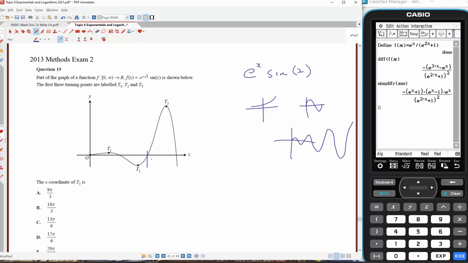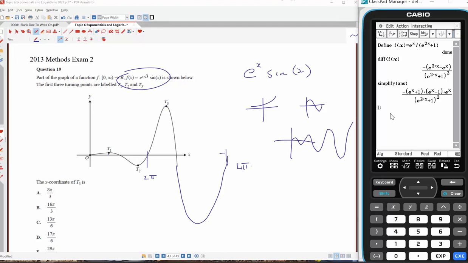So this is one cycle of the function, and I can see here that this is going to be 2 pi. So this is going to go up, and then it will come down again like this, and end up here at 4 pi. The first 3 turning points are labelled T1, T2, and T3. What we're after is the x-coordinate of T3. So all we'll do is type that into the calculator and run a diff, solve equals 0, and then look for the third stationary point over the domain 0 to 4 pi.